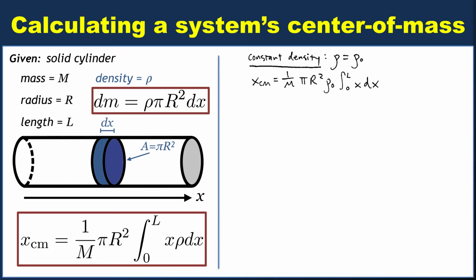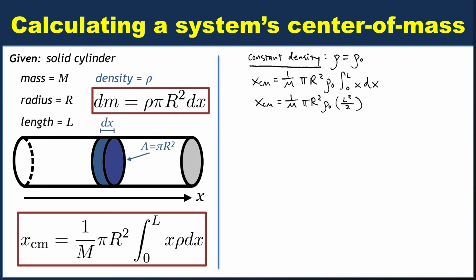And we end up with this expression, so a bunch of constants out front times the integral from 0 to L, x dx. Just to be clear, if we set up the integral this way, that means that we're measuring the position of the center of mass from the left side of the cylinder, x equals 0. Well, I can do that integral. That's just going to be x squared over 2 evaluated between 0 and L, so in other words, L squared over 2. So we substitute that in.